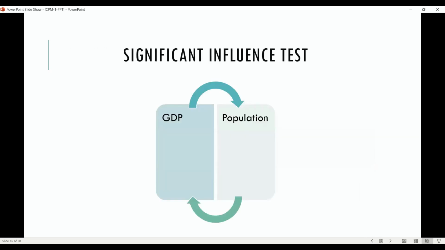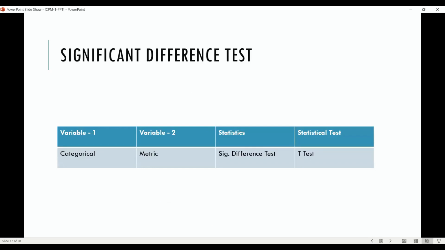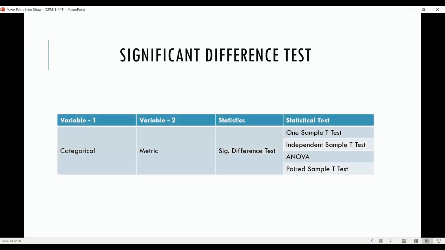So then comes the significance difference test. So what is the criteria to do a significance difference test? If one data is categorical in nature and another data is metric in nature, at that point of time, you'll be doing a significant difference test using various forms of t-test. And various forms of t-test, in a sense, it could be one sample t-test or independent sample t-test or ANOVA or paired sample t-test. So whatever it might be, it has its own rules, a predefined protocol, and criteria of when and how they need to be used.